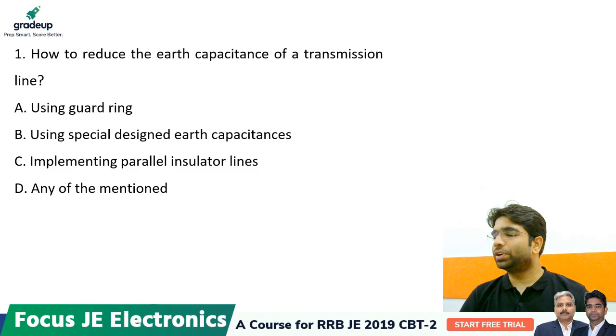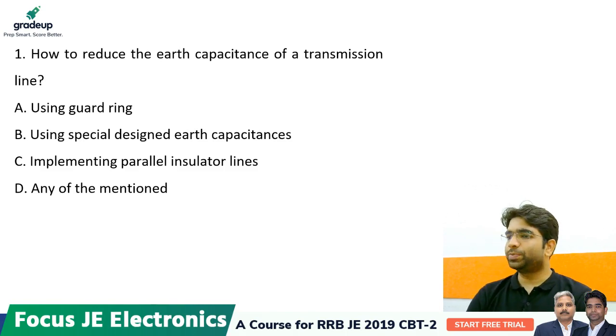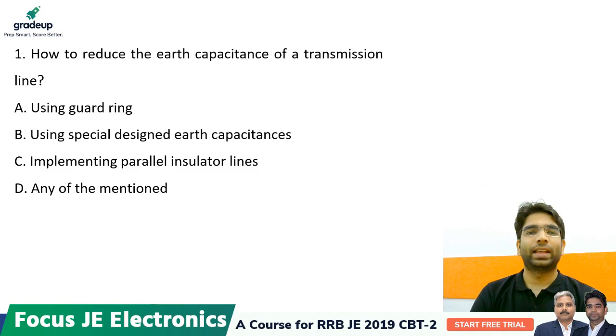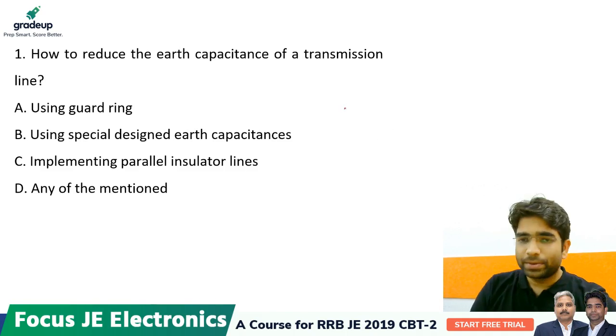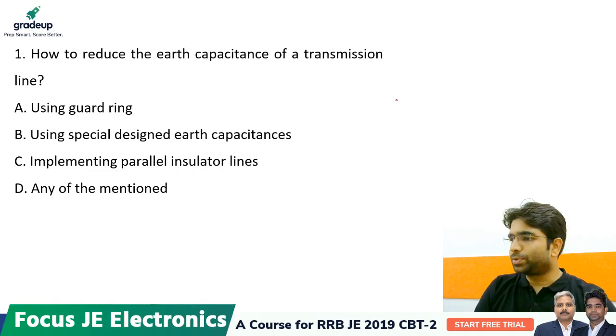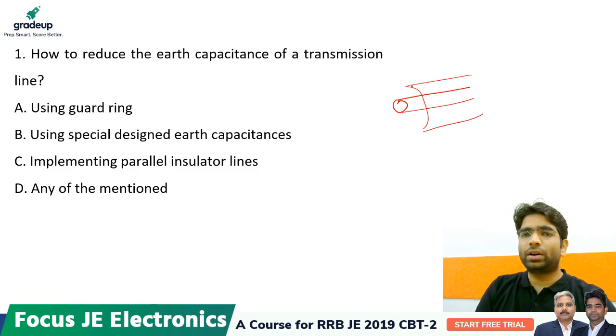My dear friends, the question on your screen is question number 1. Let us begin with the discussion of these questions. To reduce the earth capacitance of a transmission line, it means that there is an underground transmission line over which a coating of insulator is done.